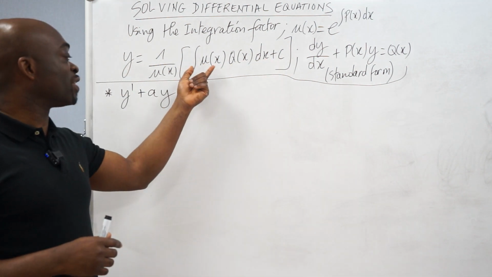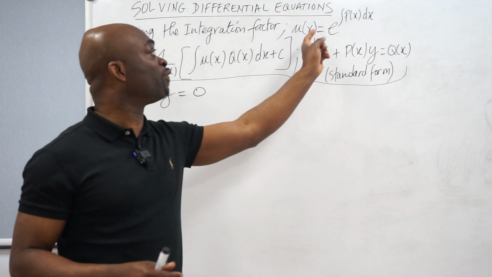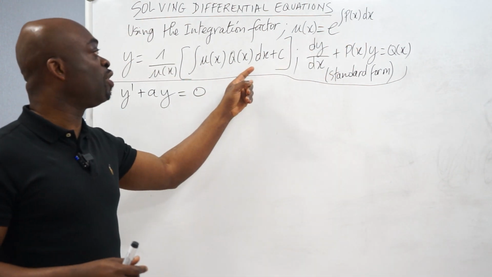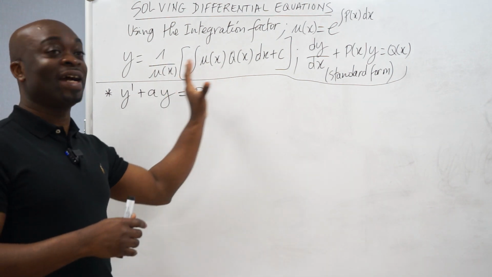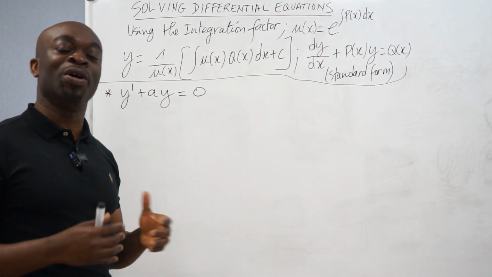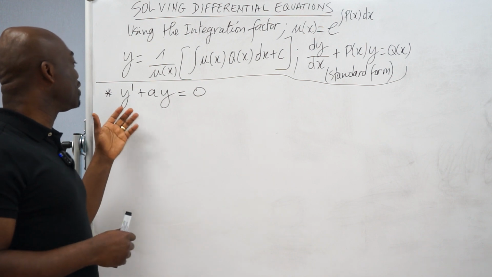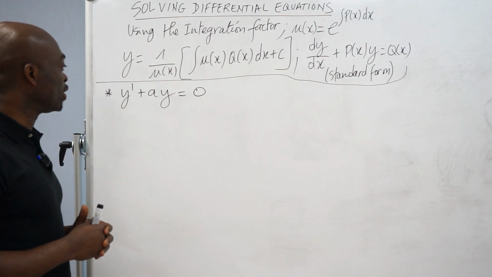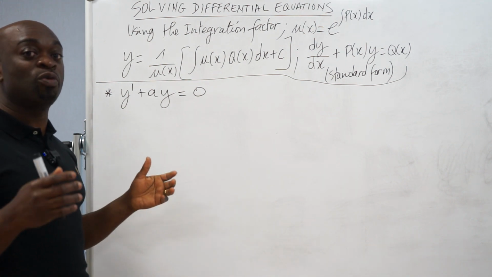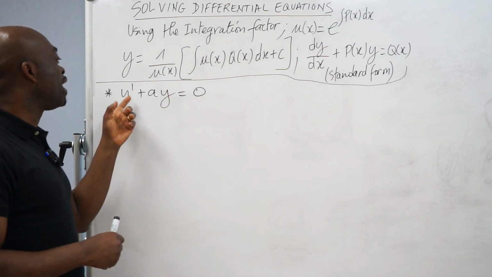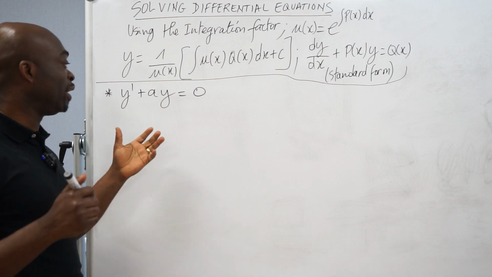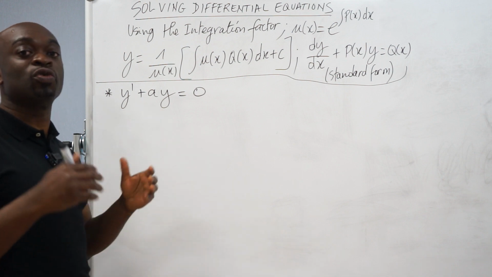So where is u of x coming from again? u of x is coming from here, and the q of x is coming from this one here. That's the reason why I have it down here, so we all know where we're heading. Now let's take the equation that we want to solve. At the end of the day, we want an answer with y equals something. So we have y prime plus a y, which is equal to 0.